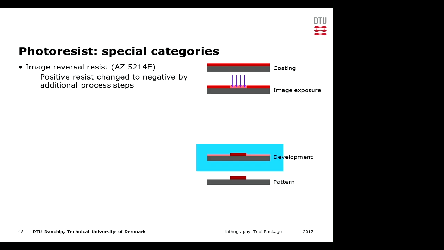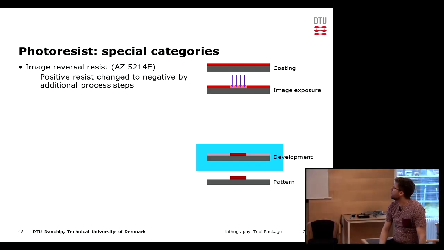There is a couple of special categories of photoresists. One is called image reversal resist. So this is basically a resist where you can choose by how you process it whether it's a positive tone or a negative tone resist. So it's a positive tone resist, but you can choose to do something to it and change it to a negative tone resist. So what happens is that we go through the first two steps as normal.